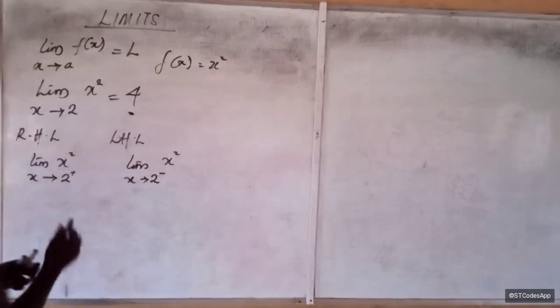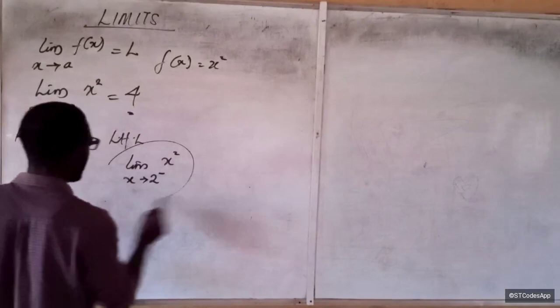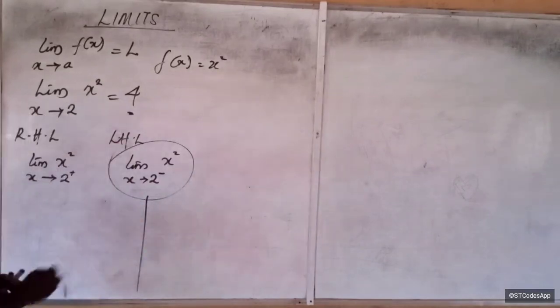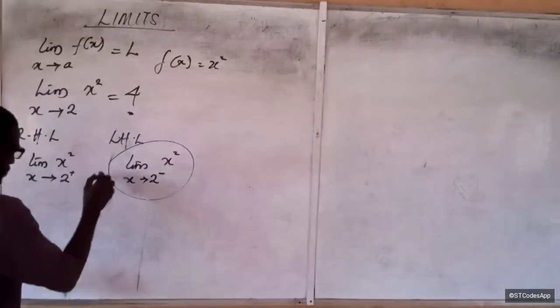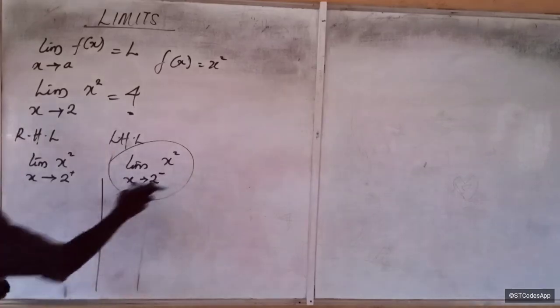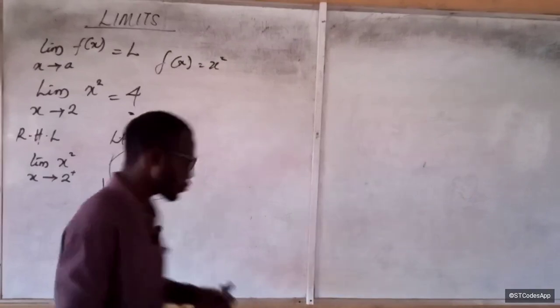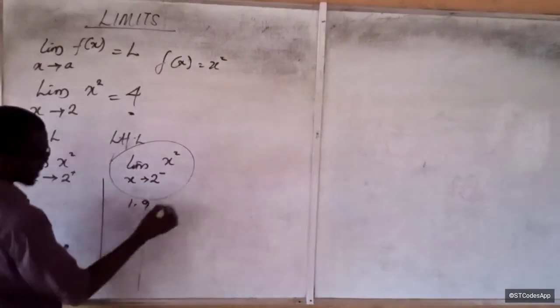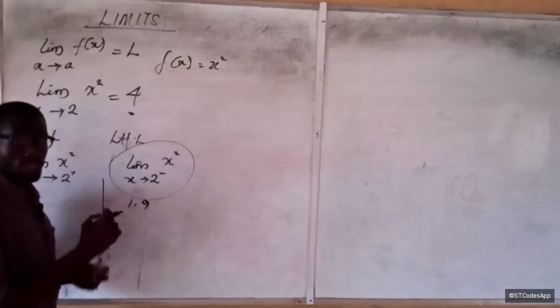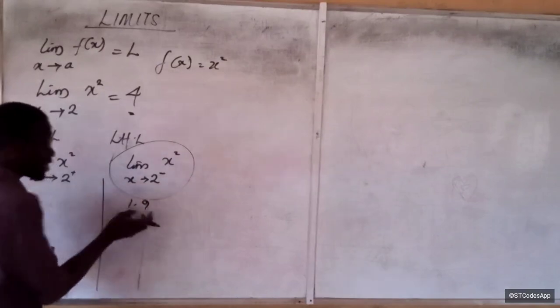So, for example, let's first approach it from the negative angle. From the negative angle means the numbers that are below 2 but are very, very close to 2. For example, we have 1.9. That's the farthest from 2 as far as this condition is concerned. Now, 1.9 is the farthest.